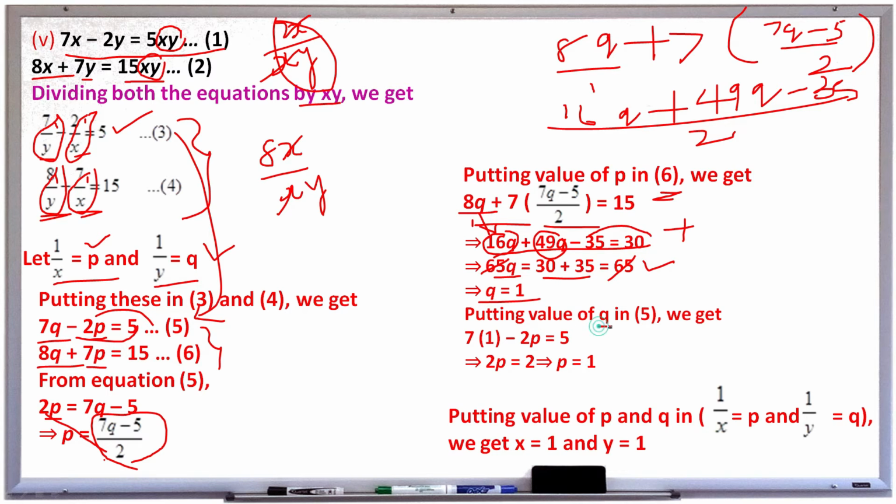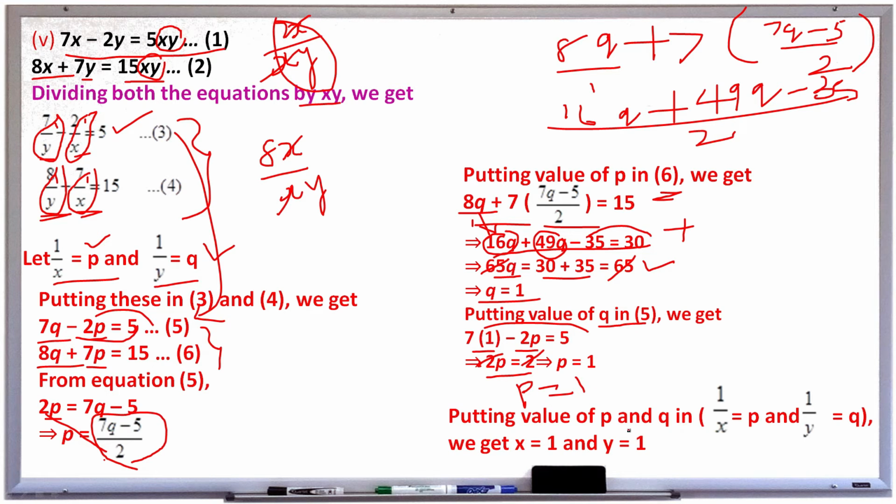Putting the value of q in equation number 1, we get the value of p. 7 into 1 minus 2 into p is equal to 5. Simplify, bring 7 to the right hand side, it will become minus 7. So 5 minus 7, it will become minus 2. So minus 2p is equal to minus 2, minus will get cancelled. Therefore p value is equal to 1. Cutting 2 and 2 common, you can cut it.